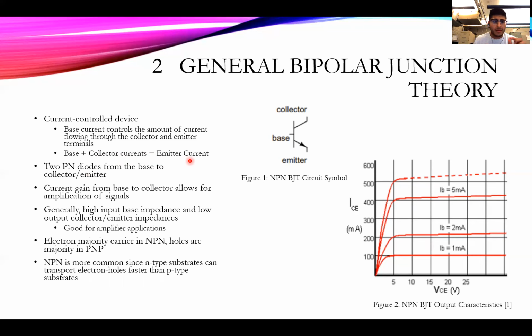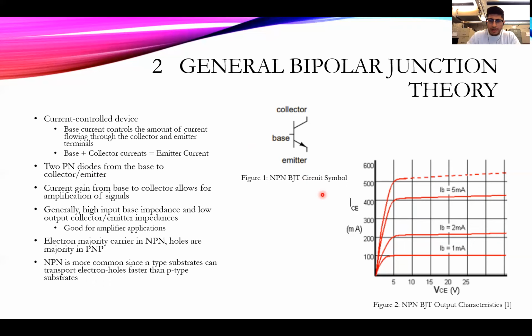So in an NPN, you're going to have two PN diodes being forward biased: from the base facing towards the collector, and from the base going down towards the emitter. The direction of this arrow is actually the direction of that diode going downward, with the same diode anode at the base, cathode at the collector. And like I mentioned, there's an associated current gain from the base to the collector, and that is actually what allows for the amplification in signals.